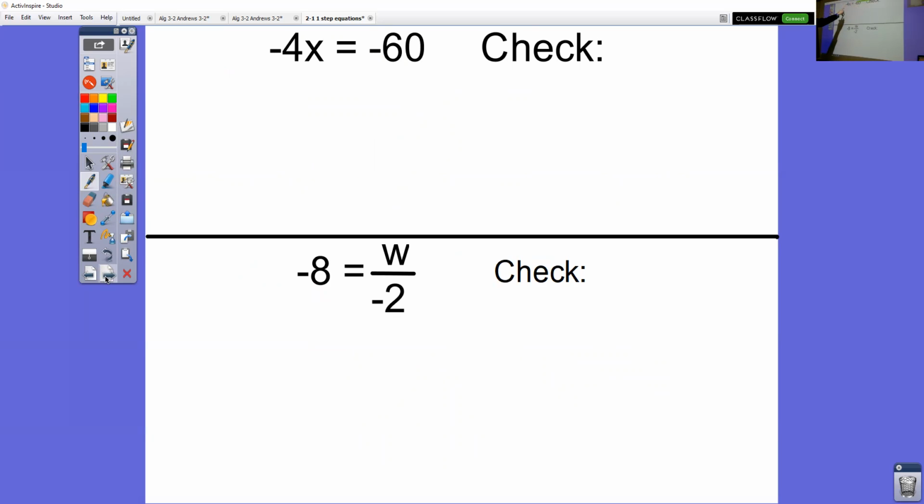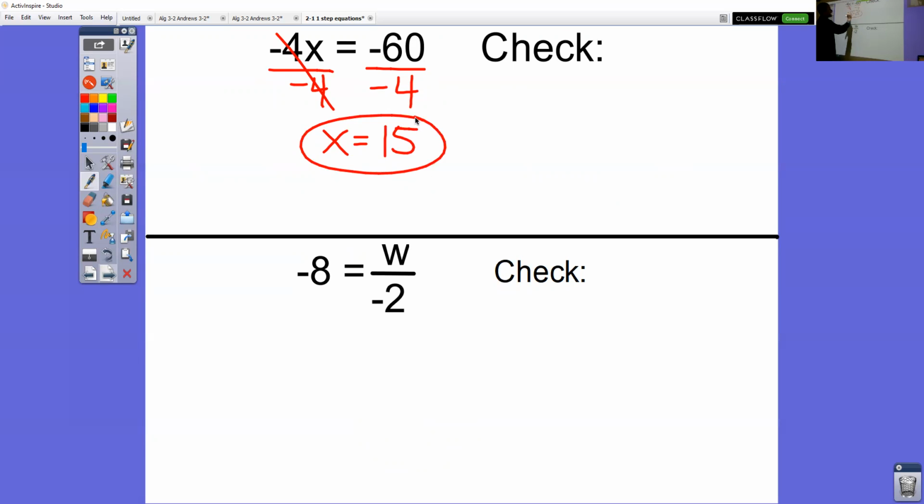We're going to have some negatives. This says negative 4 times x. The opposite of times is divide. So I'm going to divide by negative 4 and divide by negative 4. Top divided by bottom, negative 60 divided by negative 4. Please remember that a negative divided by a negative is a positive 15.